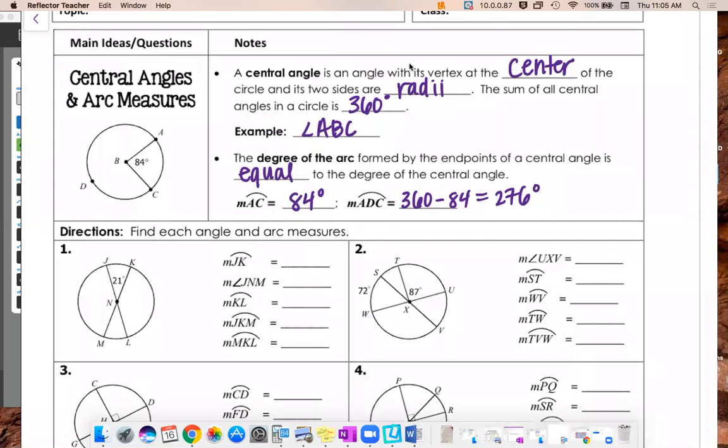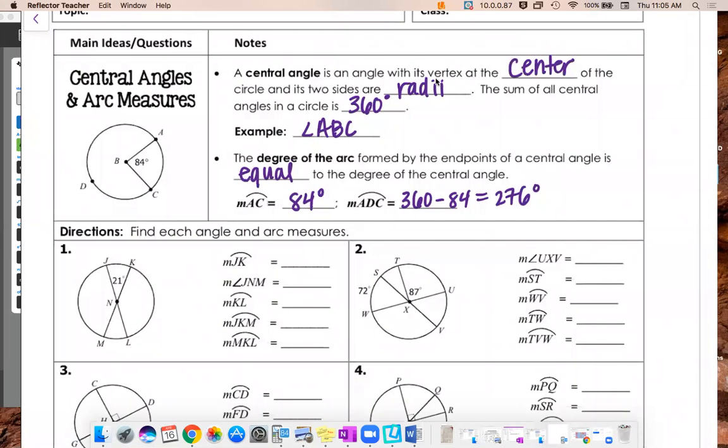Hi guys, welcome back. So this is going to be broken into two videos. The first video is going to be about central angles, and then the second video is going to be on arc measures. So there's a couple notes we've got to go through, and then hopefully you guys have a piece of paper out so you can be writing these things down. But these are the main definitions we need.